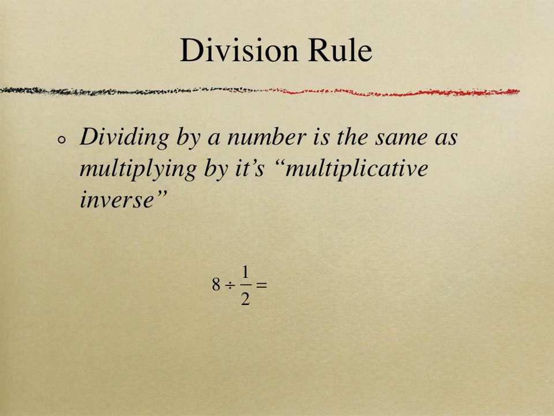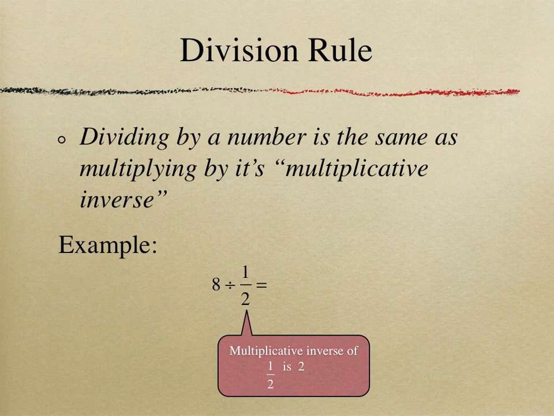All right, last but not least, the division rule. The division rule says that dividing by a number is the same as multiplying by its multiplicative inverse. First, let's go through this with an example. Dividing by a half. Dividing by a half is the same as multiplying by 2, because the multiplicative inverse of 1/2 is 2. 8 divided by a half and 8 multiplied by 2 should give me the same answer. And in fact, they do. They both give me 16.